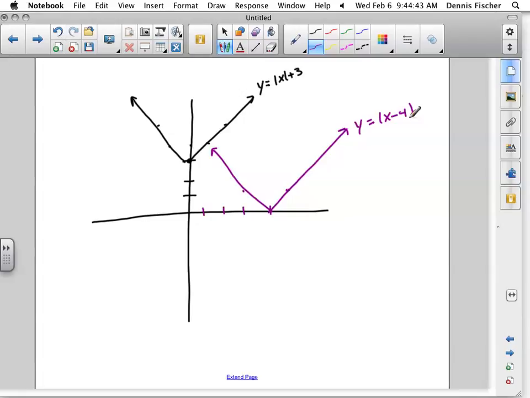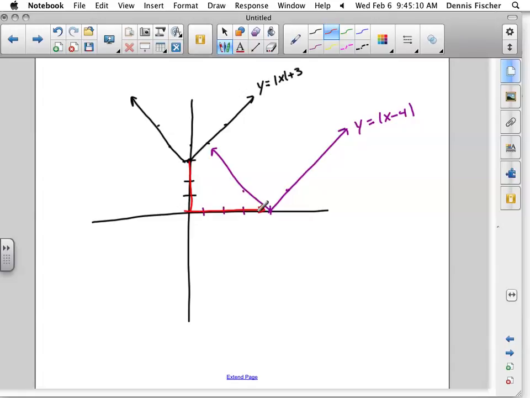Here's my first graph. We went down and then over, correct? So my transformation would be a vertical translation. Let's go down first. Vertical down. Vertical translation of a negative what? Negative 3. Vertical translation of a negative 3.